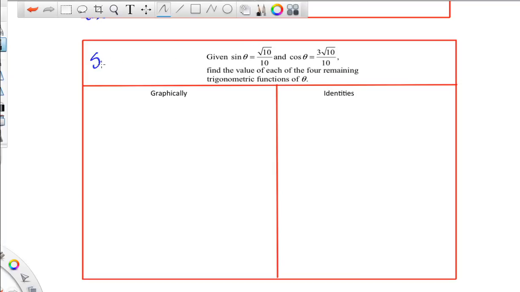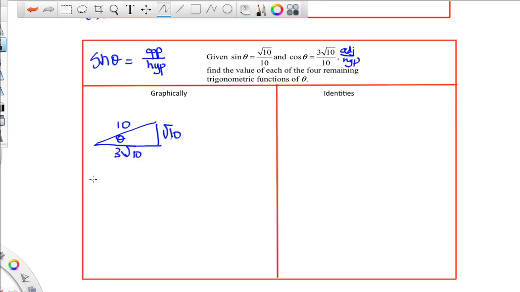So the sine of an angle is opposite over hypotenuse, right? So if the sine is the square root of 10 over 10, and I draw a little triangle for that, then this must be the square root of 10, and this must be 10, because that's opposite, that's the hypotenuse. The cosine is adjacent over hypotenuse, so that means that this is 3 times the square root of 10, and we already have the 10 there from the sine, because we're in the same triangle, so the hypotenuse should be the same. Okay, so there's your angle, there's the triangle.